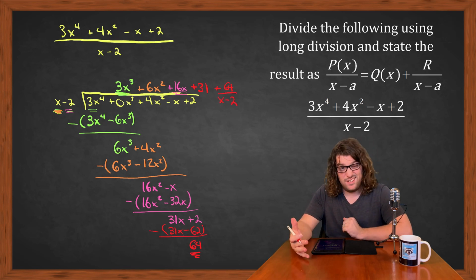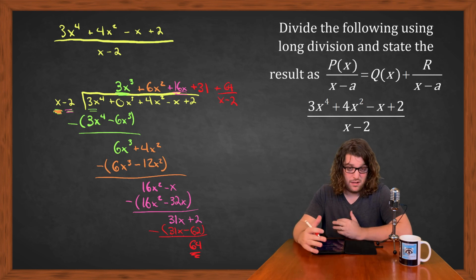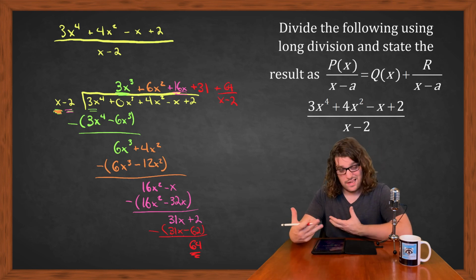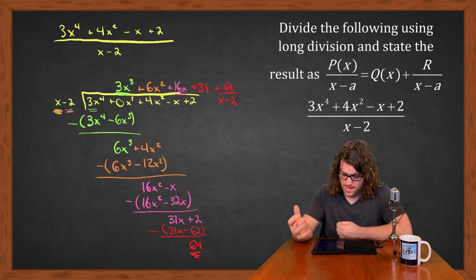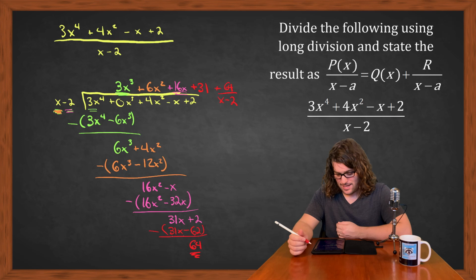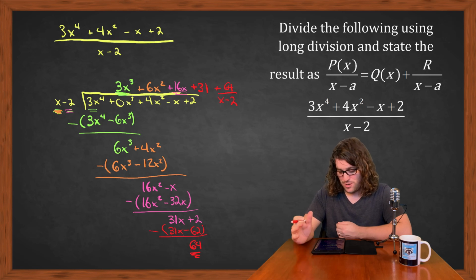So that would be my entire answer, both the part that went in, we could say evenly, and the leftover remainder bit. So we get 3x cubed plus 6x squared plus 16x plus 31 plus 64 over x minus 2.